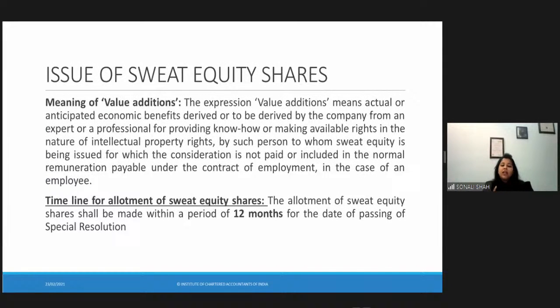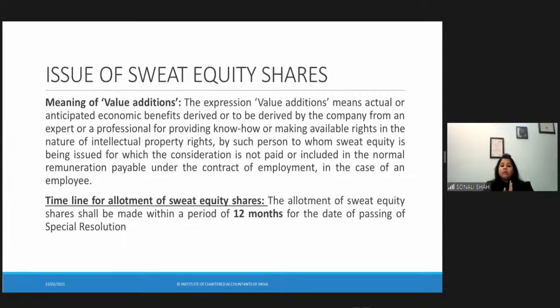Now, what is the meaning of value addition? We have seen that sweat equity shares are allotted for value addition. So value addition means a contribution to the company which has anticipated economic benefits. See, if the company will get a benefit of 100 crore, it will share maybe 10 lakh or 20 lakh with its employee.